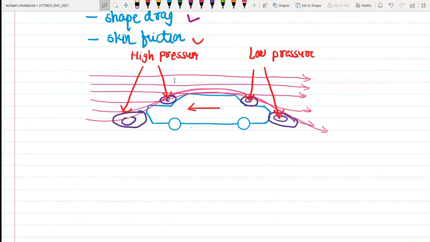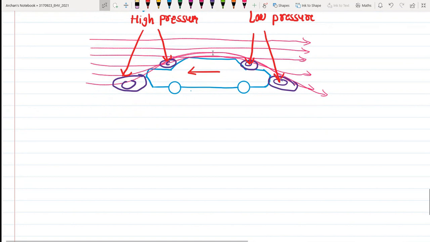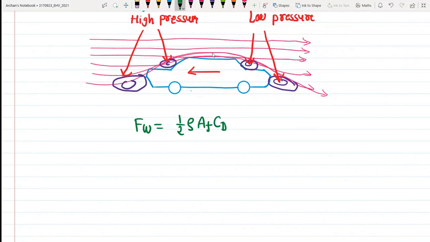The difference in speed between the two air molecules will produce a friction that results in the second component of aerodynamic drag. So aerodynamic drag is a function of vehicle speed V, vehicle frontal area AF, shape of the vehicle, and air density rho. So the aerodynamic drag will be expressed as Fw is equal to half rho AF CD into (V plus VW) whole square.